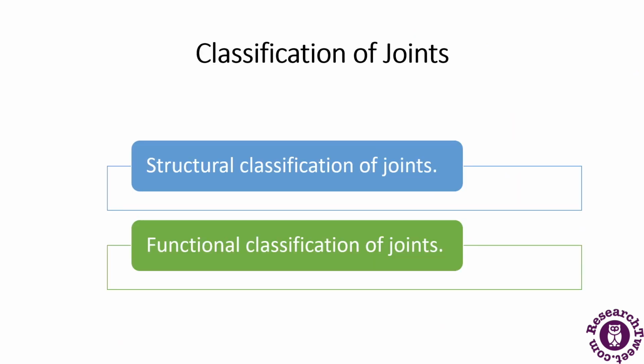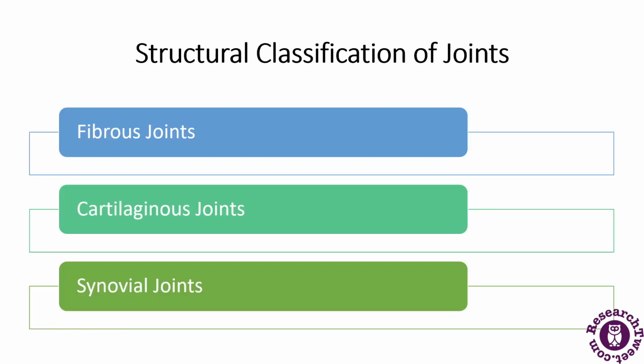Now I will be discussing the classification of the joints. Joints have been classified into two different types. First is the structural classification of joints and second is the functional classification of joints. We will be discussing each of these in detail. First I will talk about the structural classification of joints. This has further been divided into three parts: fibrous joints, cartilaginous joints and synovial joints. These are the three types of joints.